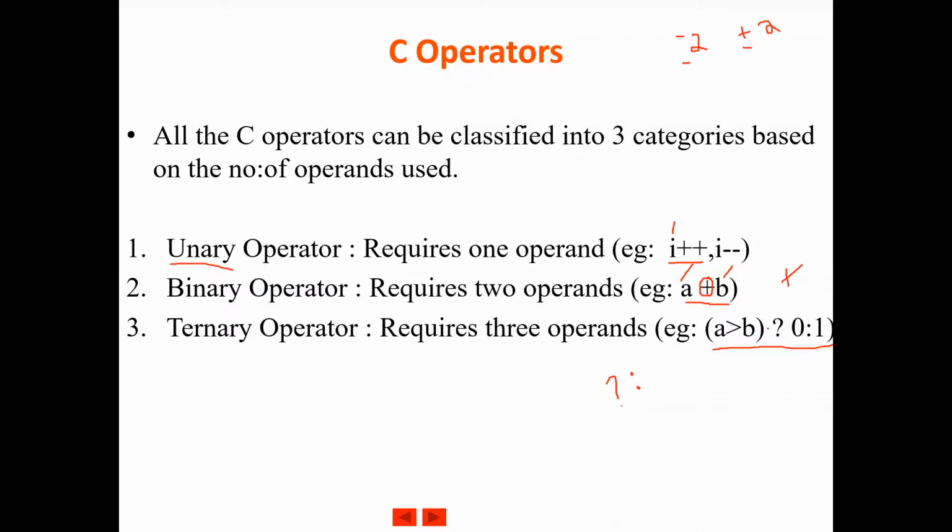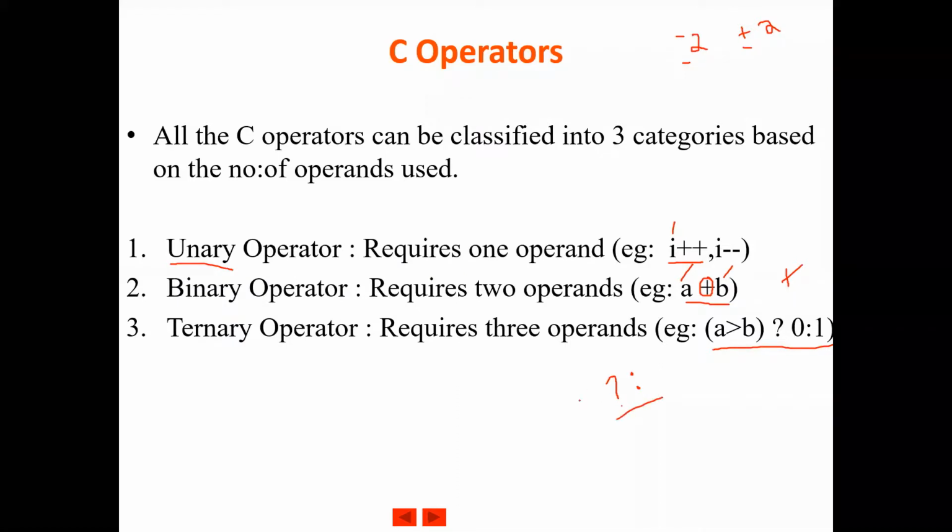A greater than B, question mark, 0, colon, 1. So what are the three operands? Ternary operator means three operands, right? Gayatri, you have answered. But Gayatri, greater than is not an operator here. The ternary operator is only the question mark and colon.